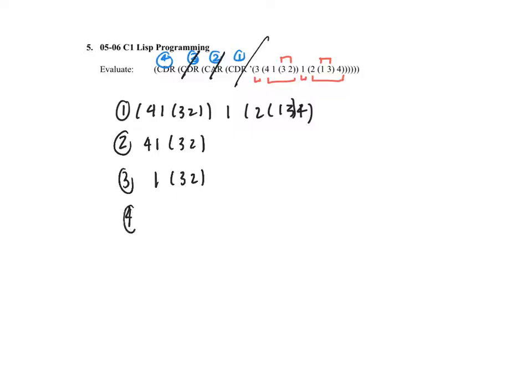And finally, the last step is again CDR. So we're going to grab everything except for the 1, which is 3, 2. 3, 2 is our final answer.